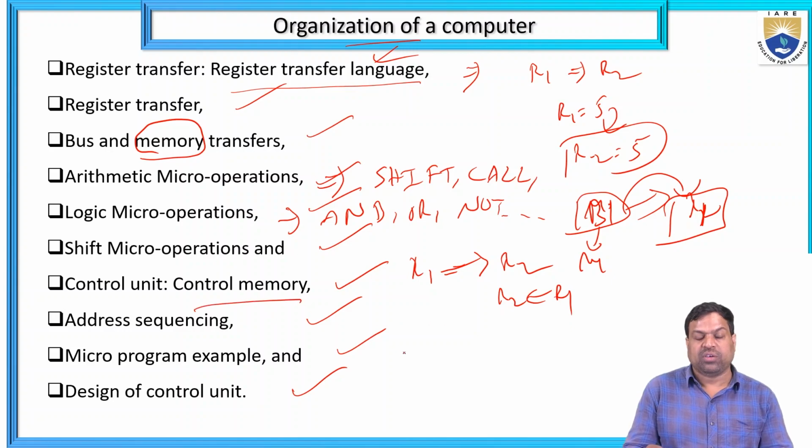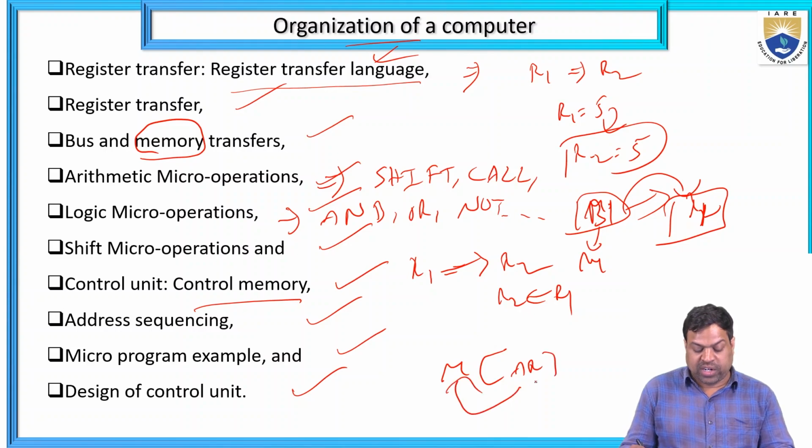And control memory. We are controlling all the memories in a CPU. And address sequencing. In the memory, M of AR means address register in the particular memory, and that is the address sequencing. And micro program example, micro programming means we are taking the micro operations of this one. And design of a control unit. In the control unit we have to do the designing of a control unit.